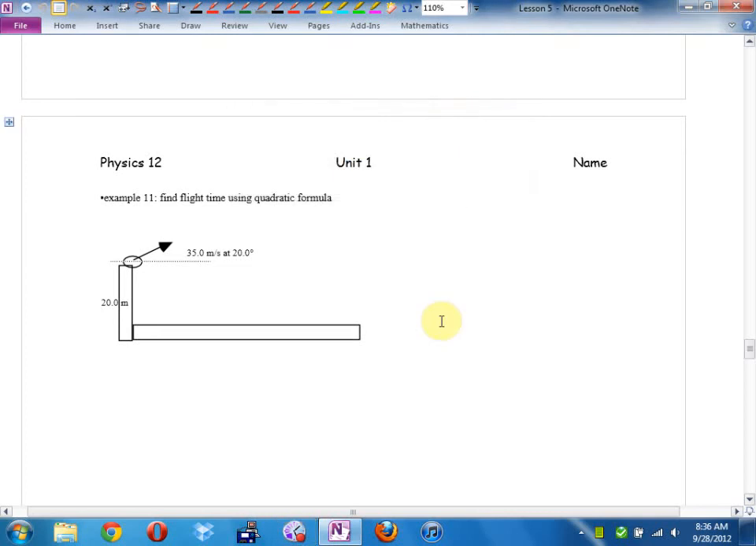Continuing from last day, you were all here last day, we had a lesson, yes? We're looking at cliffs at angles. That's the physics 12 part, because for cliffs at angles, you need the quadratic formula. Well, you don't. I lied.